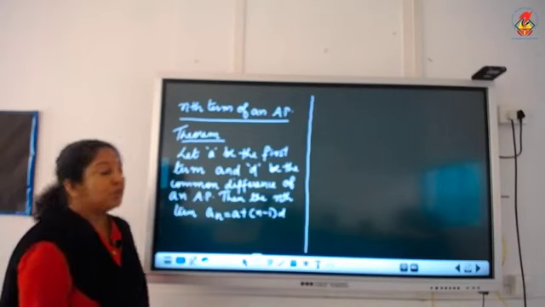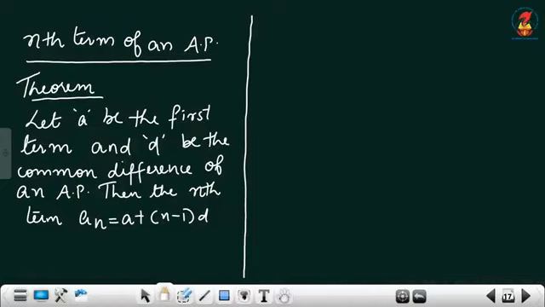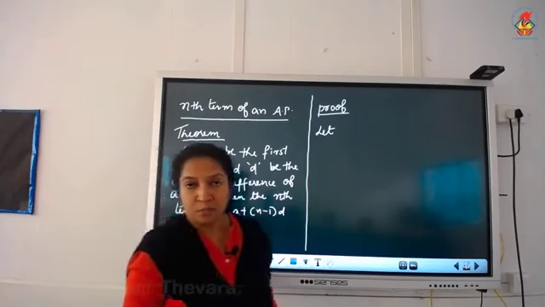nth term of an AP. Theorem: let A be the first term and D be the common difference of an AP, then the nth term An is equal to A plus n minus 1 into D. We need the proof of this.